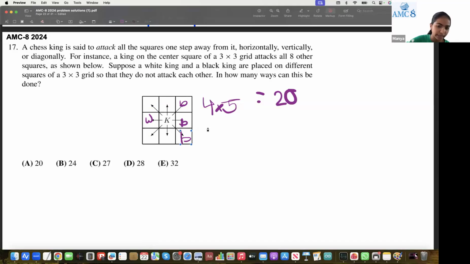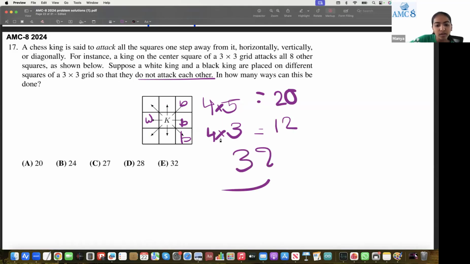So the white king has 4 options in the 4 edges, and the black king will have 3 options to move without getting attacked by each other. So 4 times 3, which will be giving us 12. These are the 2 possibilities which can work, and that'll be 20 plus 12, which is equal to 32. And that's how we got our answer choice E.